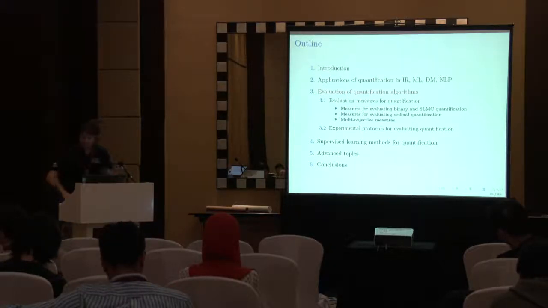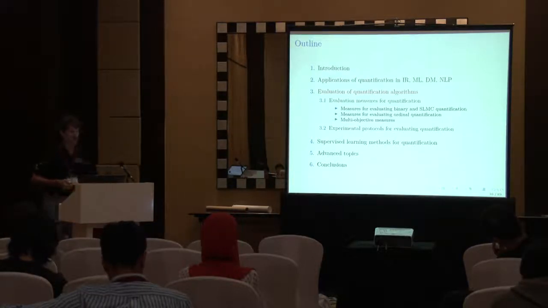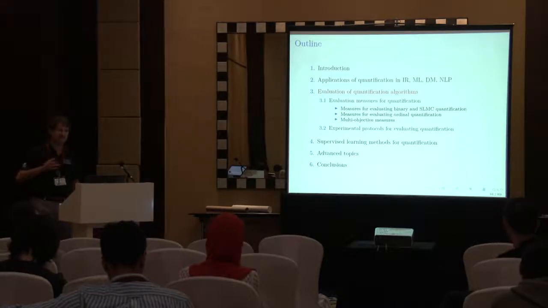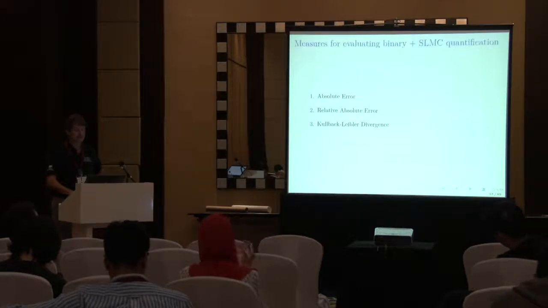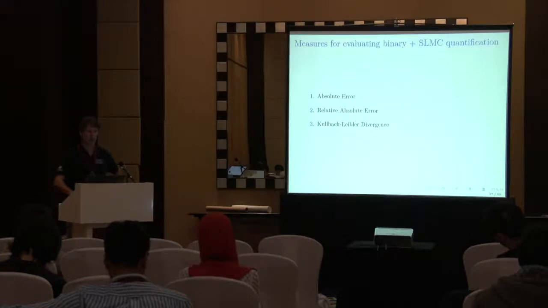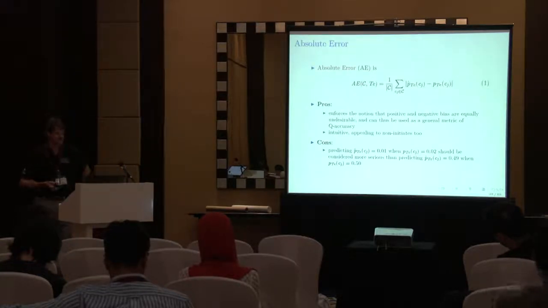We've now seen a sort of motivational part for quantification. Now I want to enter the slightly more technical part, which has to do, first of all, with how we should evaluate quantification algorithms, and then with how to perform quantification in a way which is better than classify and count. So, evaluation measures. There are three evaluation measures that I want to look at, and the very first one is probably the most obvious one, which is absolute error.